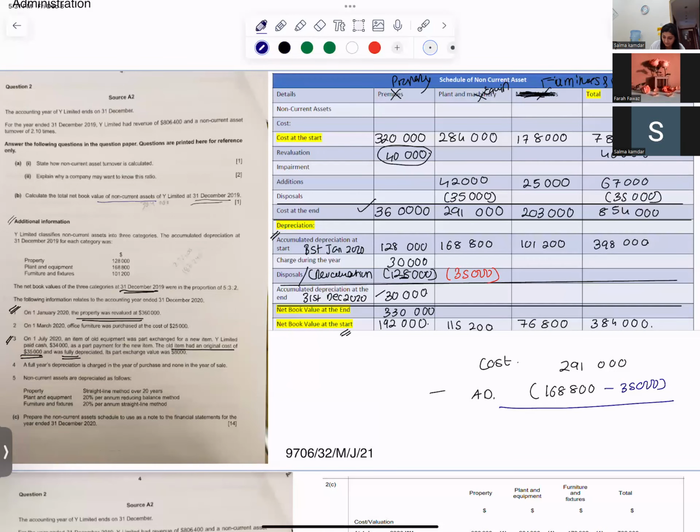Why are you disposing the cost value? From the cost you have 168,800, correct? At the beginning of the year, then you will minus the accumulated depreciation. But I want the net book value of my remaining assets. So my remaining assets is 291,000.